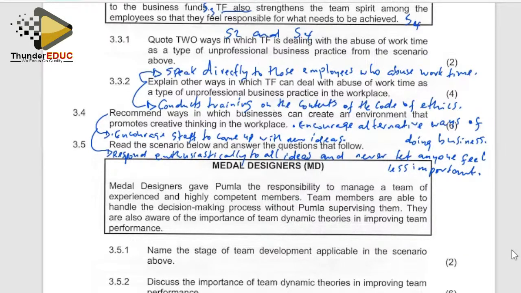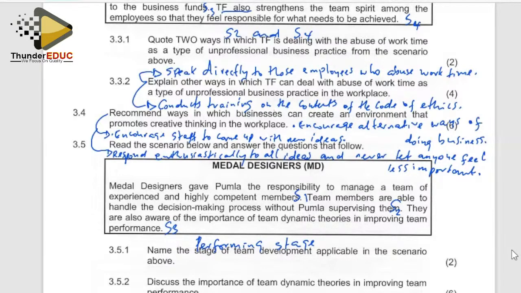Okay, right. So now this is our sentence one, this is our sentence two, and this is our sentence three. Name the stage of team development applicable in the scenario above. This is the performing stage.